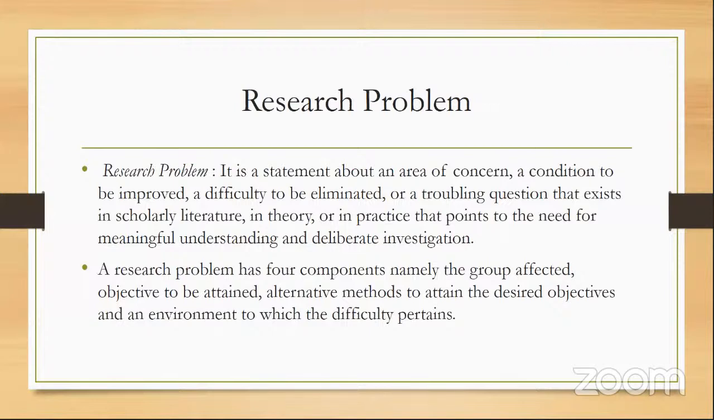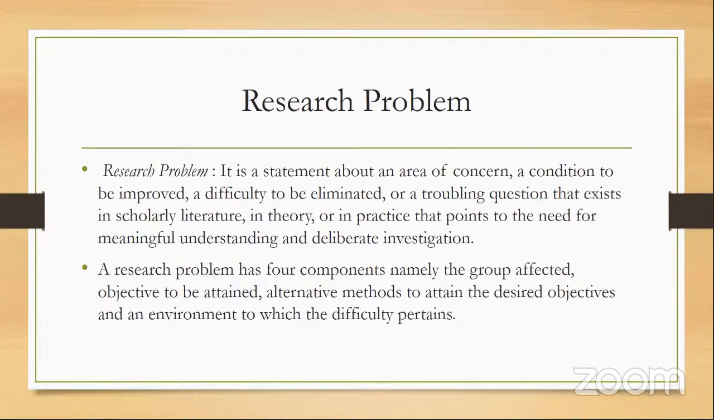So a research problem has four components. One is the objective to be attained. It should have an objective. Our research problem should have some objective to be attained. Then there should be alternative methods to attain the desired objective.